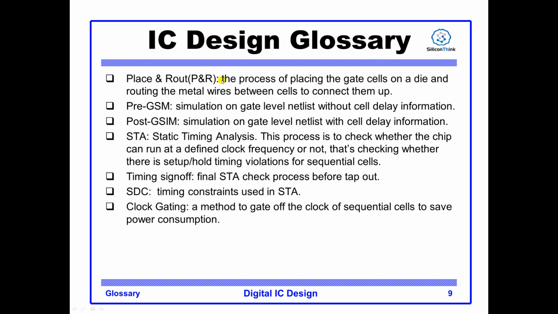Place and route. This is in the back-end design process. This is the process of placing the gate cells on the die and routing the metal wires between the cells to connect them up.